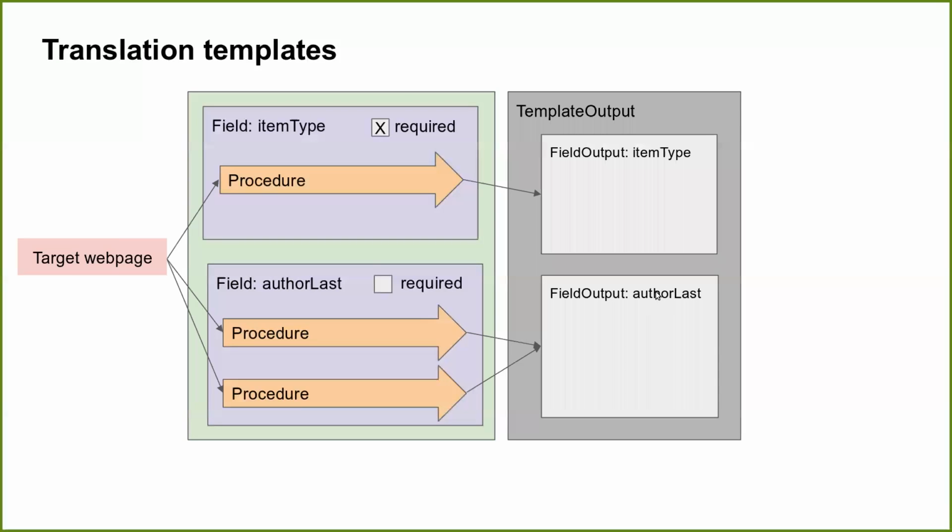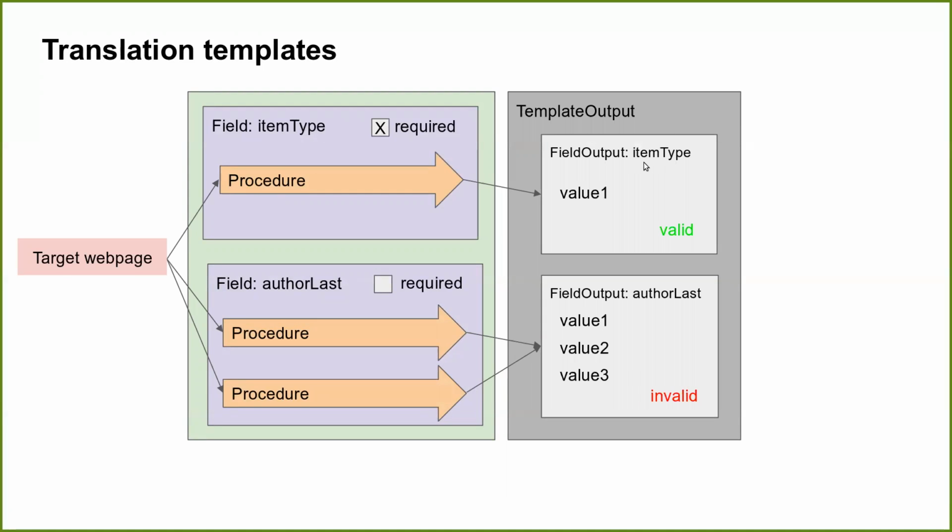These outputs come from having applied this procedure, for example, to the target web page for the item type field, or these two procedures for the author last field. And these field outputs can have one or more values. In this example, we have just one value, the output of this procedure. And in this case, we have three values, which is the combined output of these two procedures for the author last field. And these outputs can either be valid or invalid for a specific field.